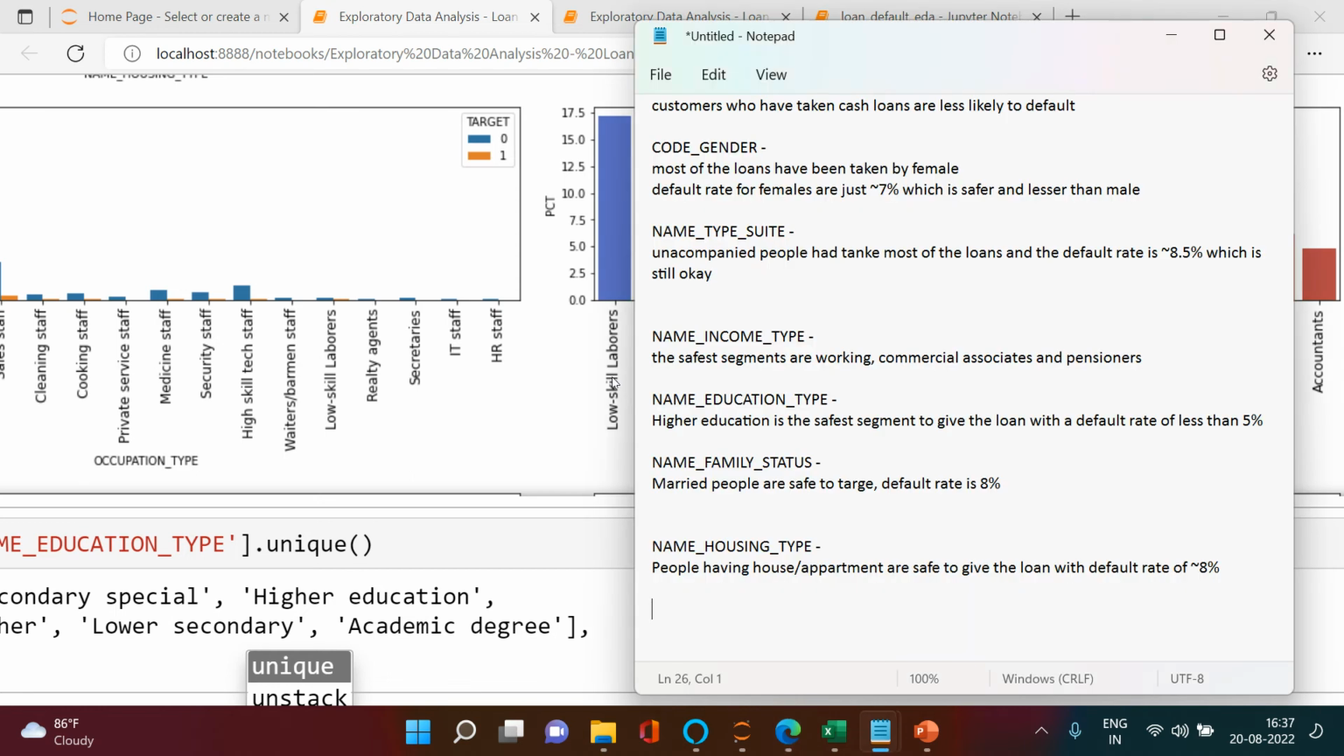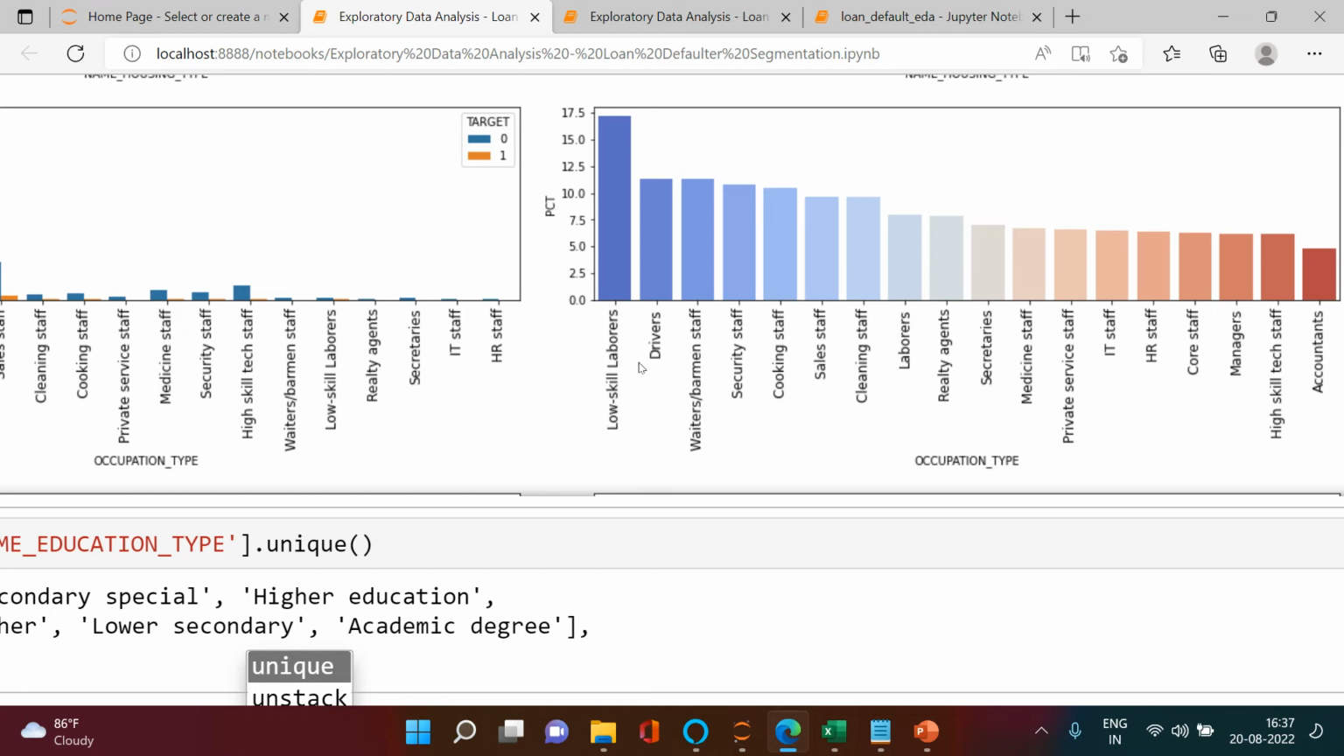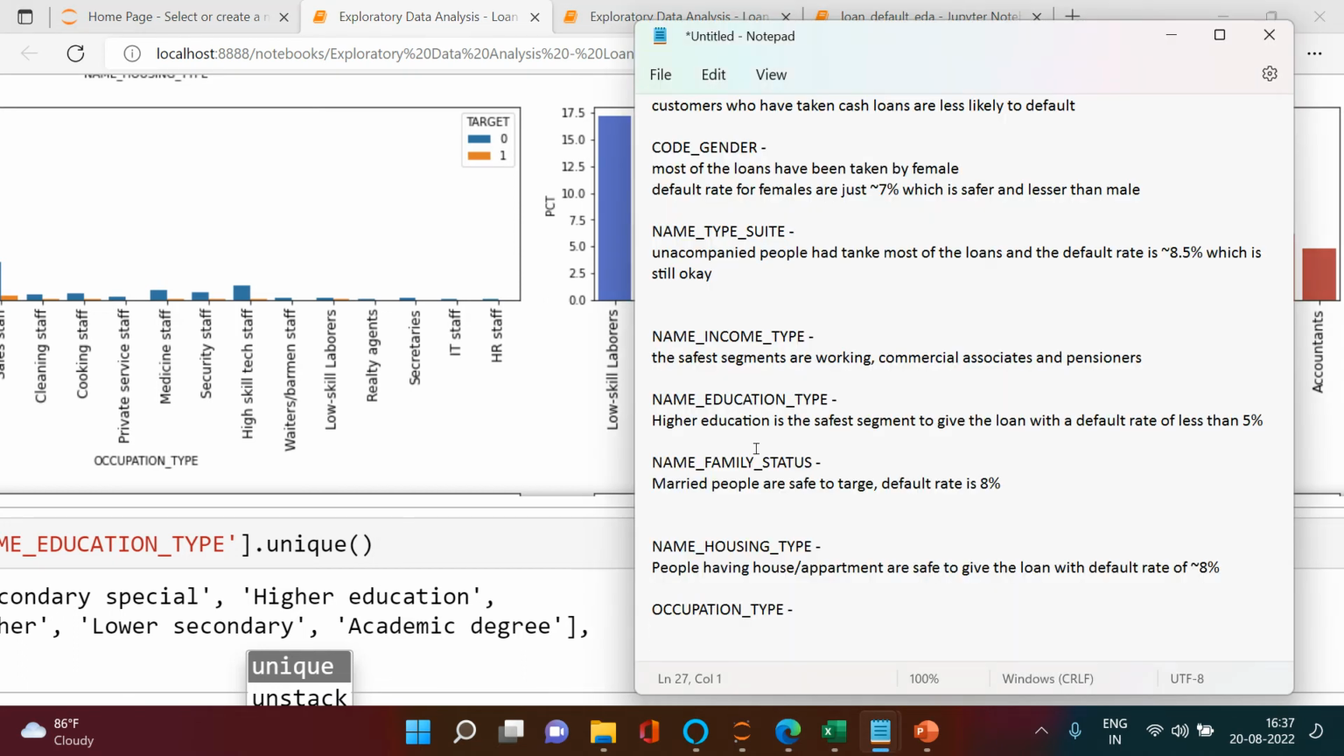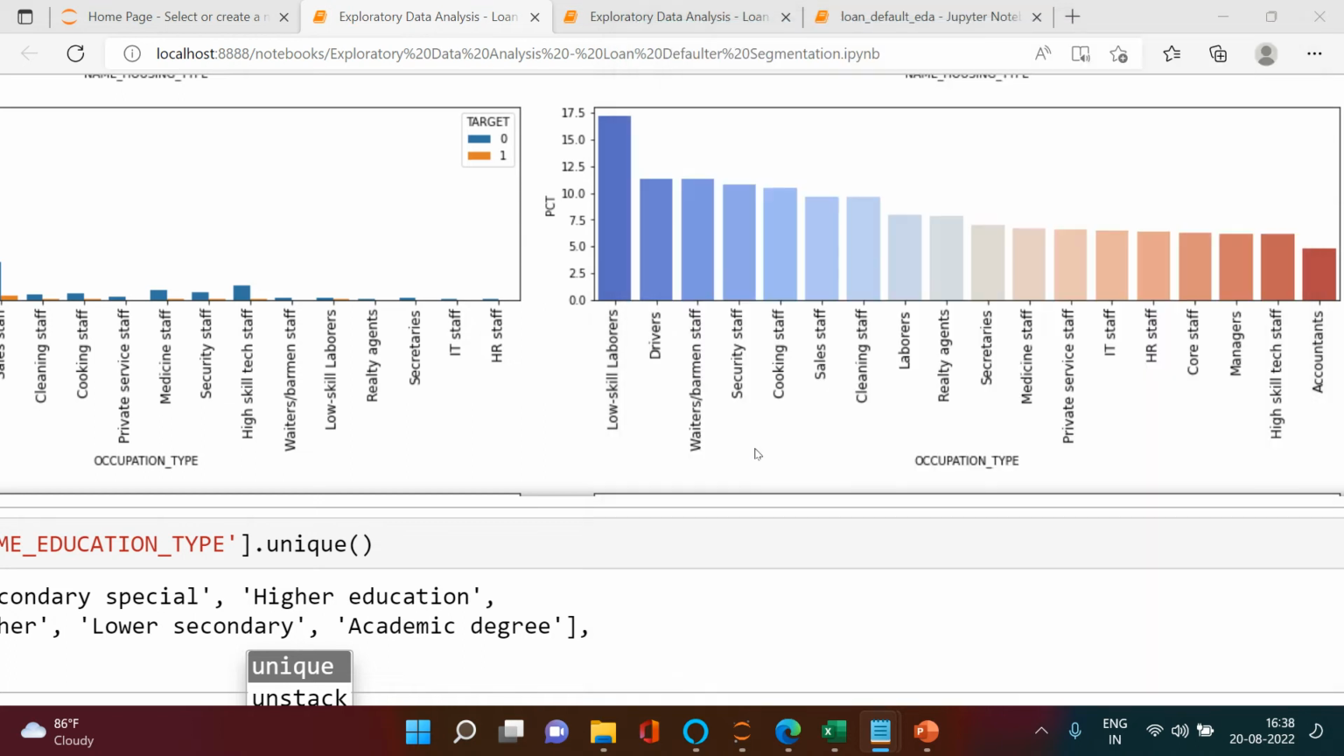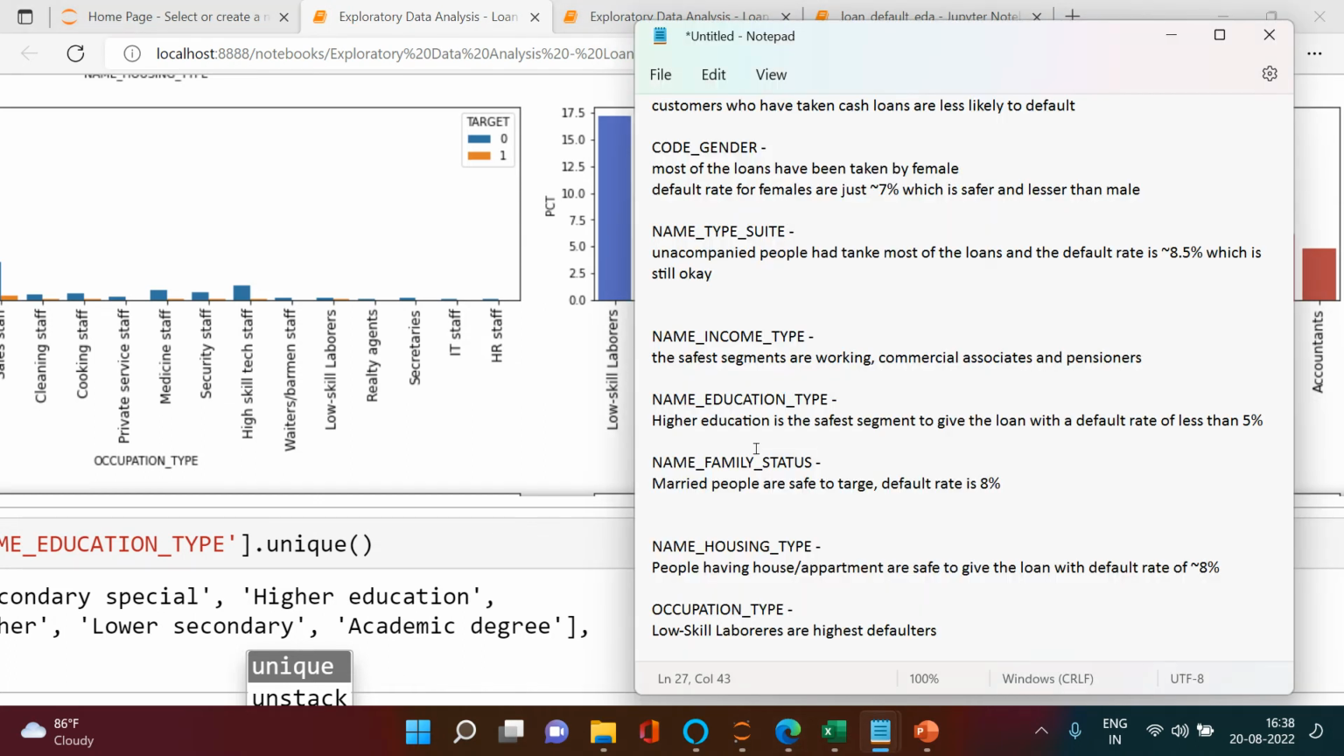Okay, occupation type. Okay, let me write in capital letters, occupation type. So what we can say is low skill laborers are highest defaulters. No offense to this particular segment, but I'm just trying to figure out the analysis or the solution.